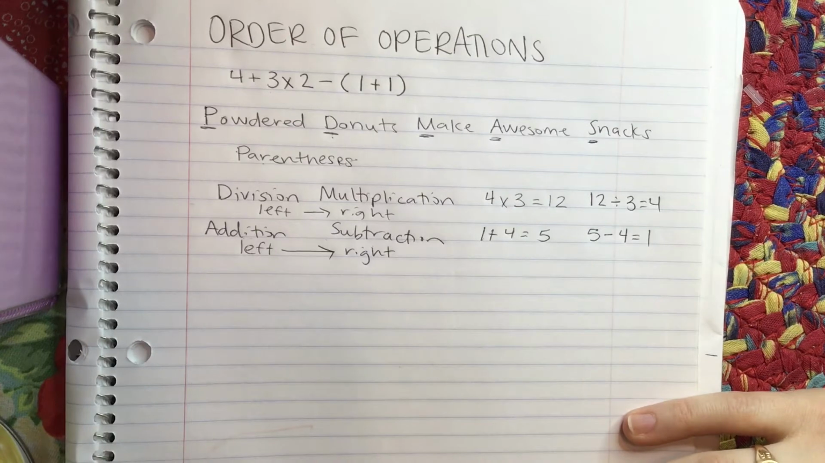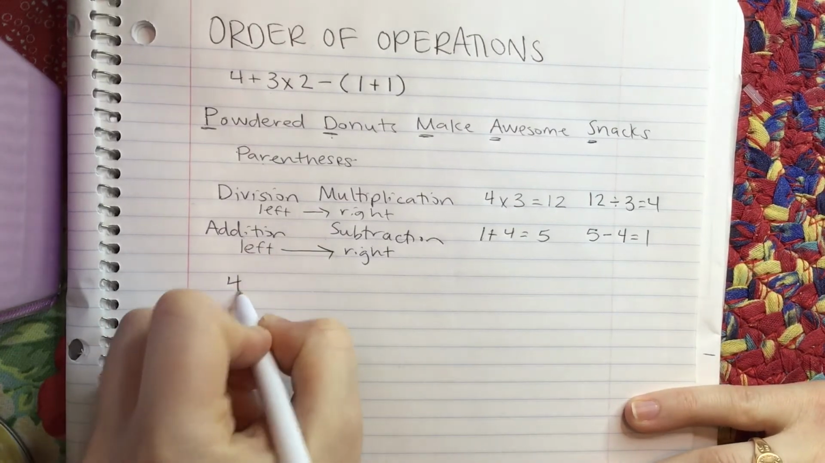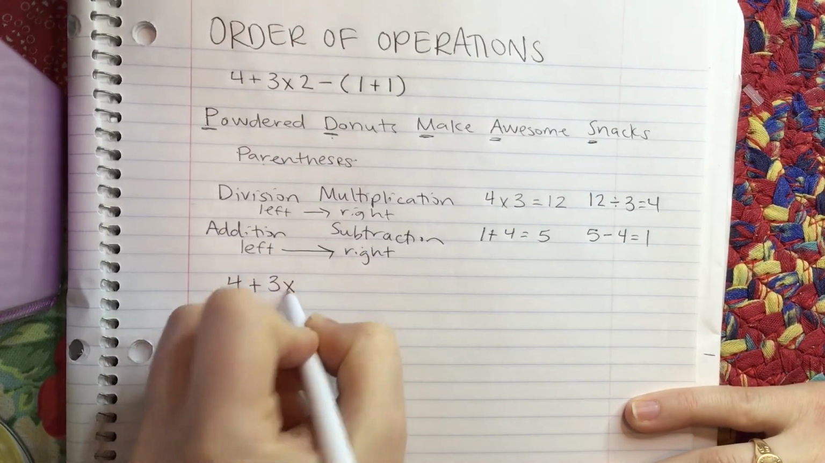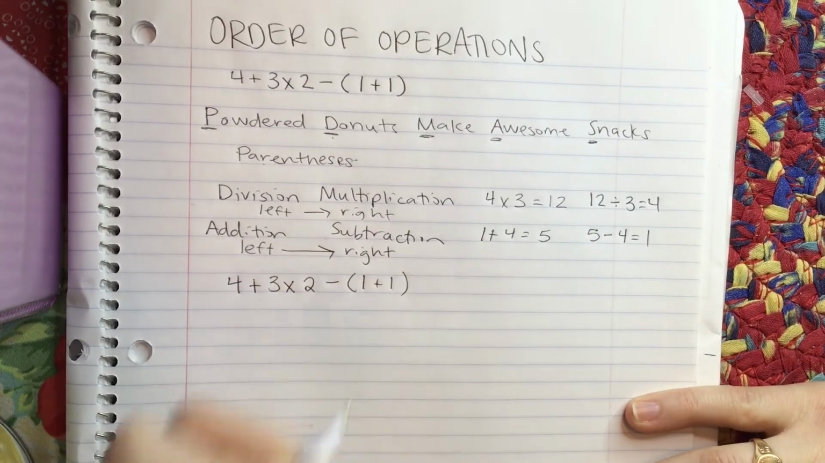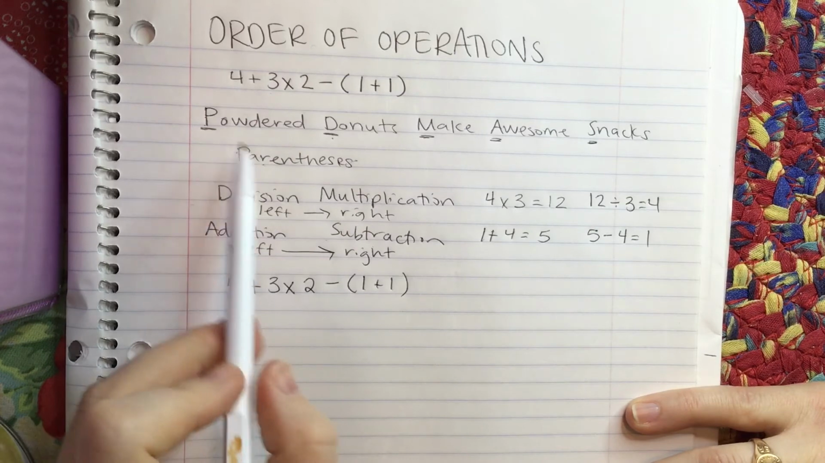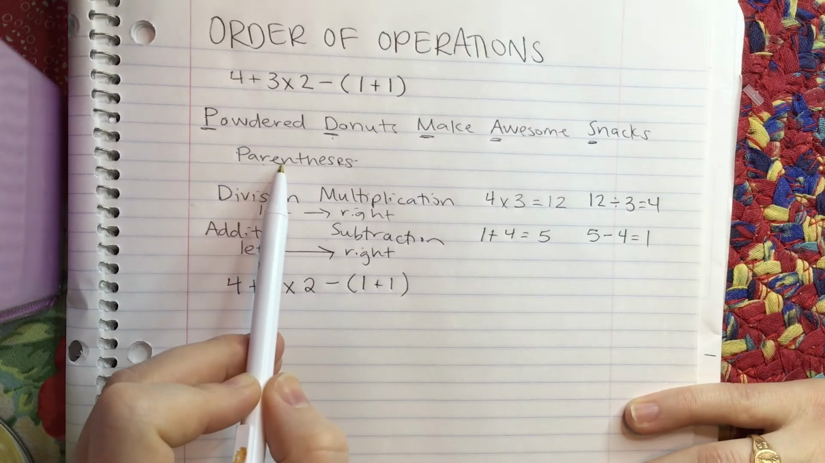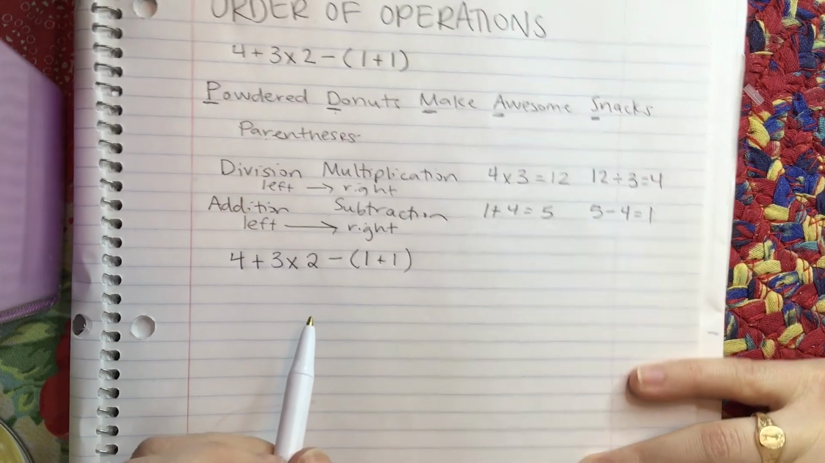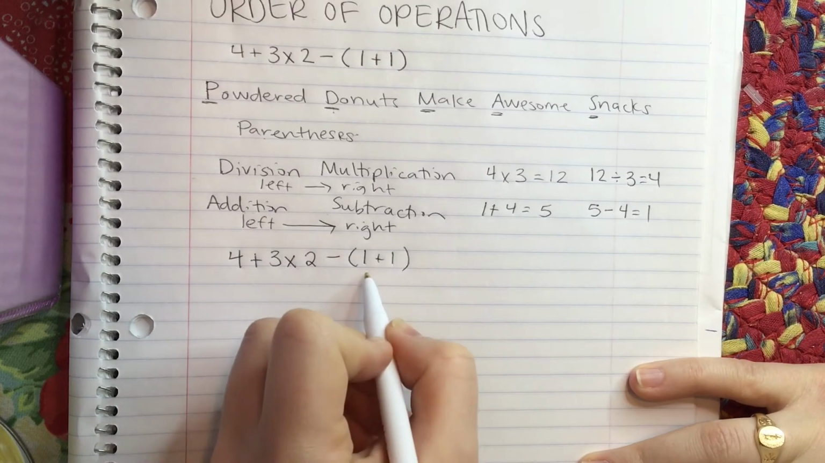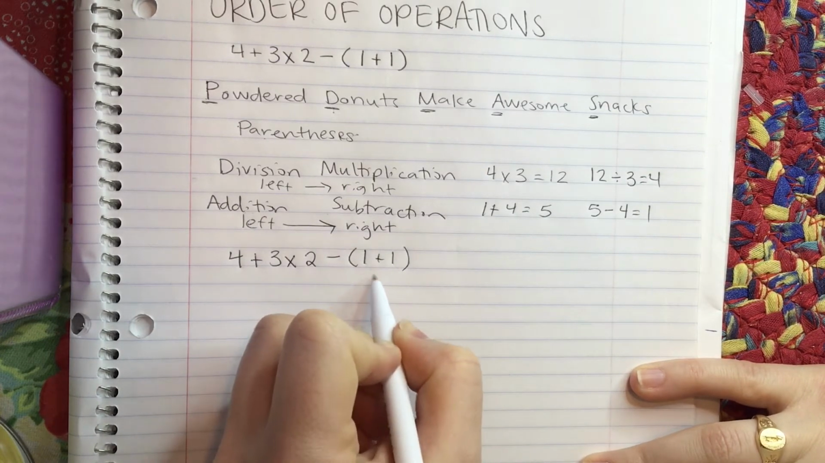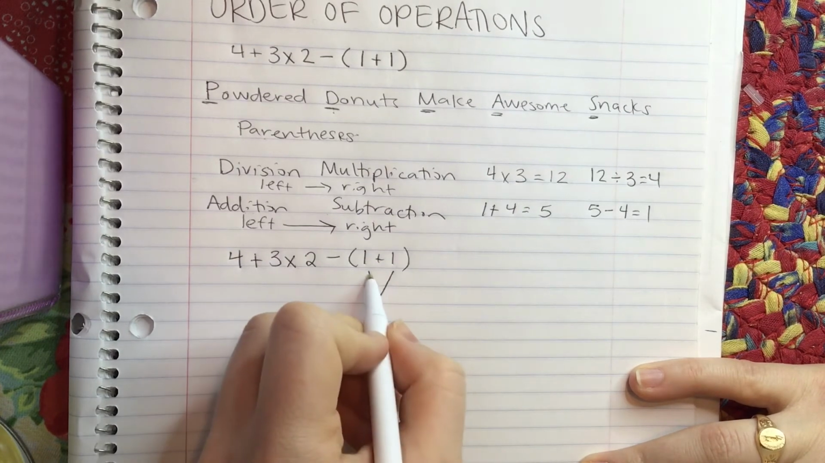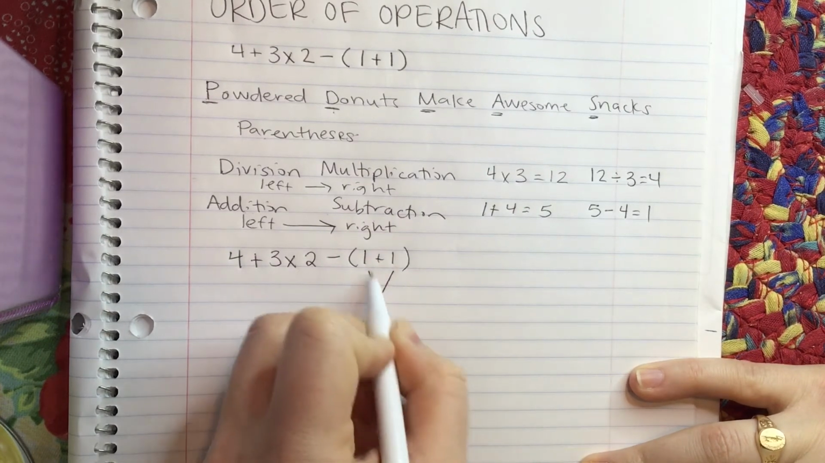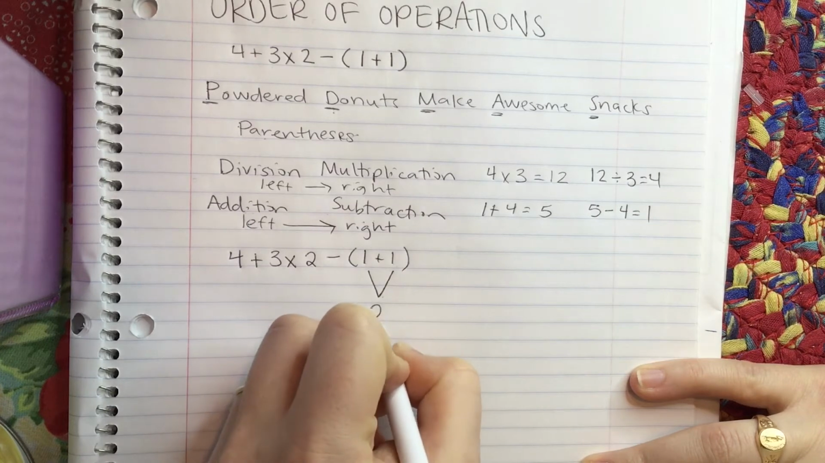All right, so let's look at our original problem. 4 plus 3 times 2 minus (1 plus 1). So first thing I'm going to do, powdered: parentheses. So my first thing I'm going to solve or simplify is going to be my parentheses. So here in my parentheses, I have 1 plus 1. So I'm going to draw an inverted triangle saying that this is what I'm solving. 1 plus 1 is 2.